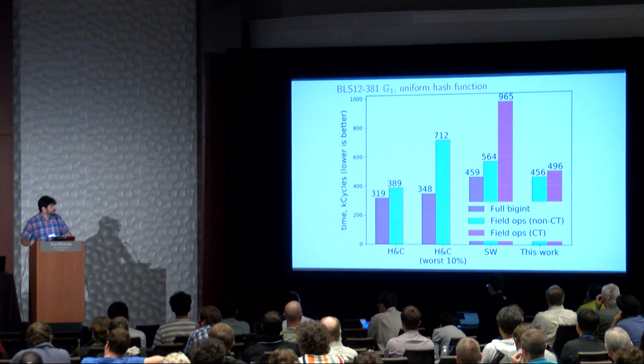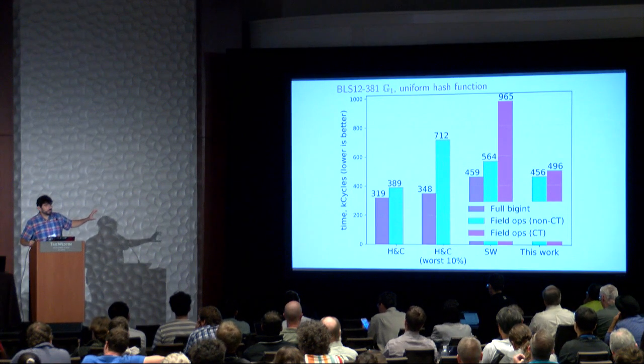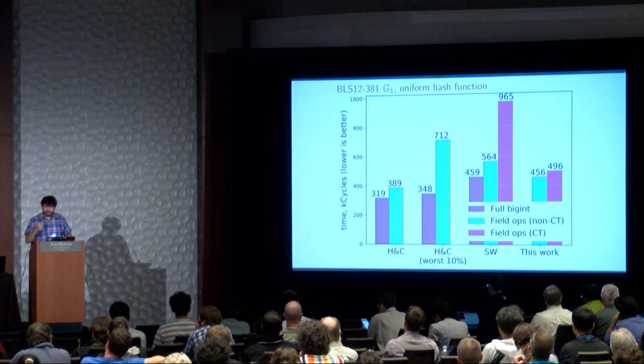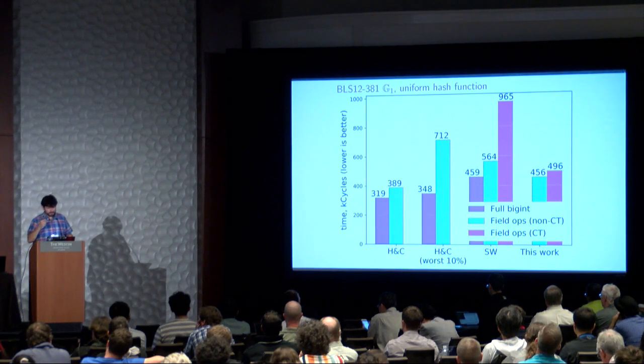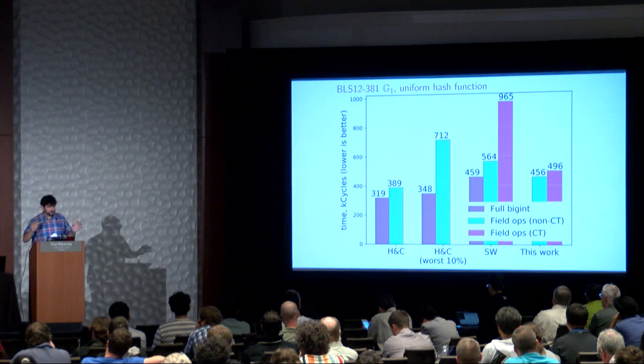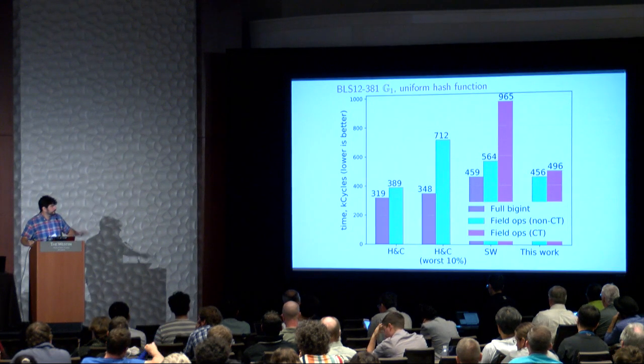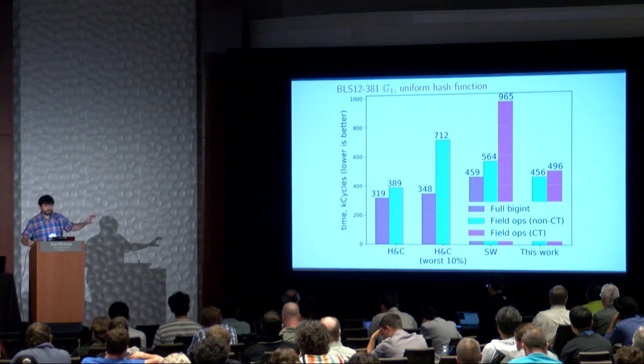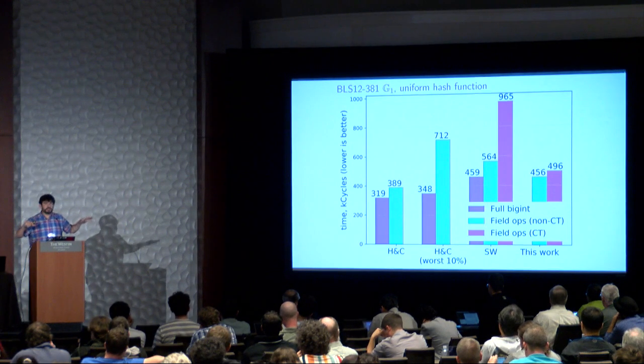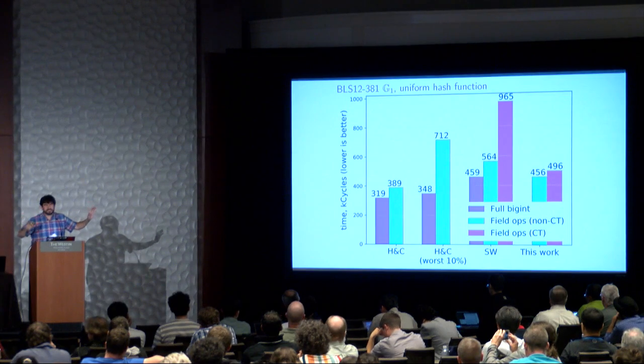And then within each group, the dark blue uses libgmp, and the important thing there is that we get a very fast Legendre symbol computation. So that means checking for squareness is cheap. The light blue is field operations but not requiring constant time, and then the magenta is fully constant time. And some of these it didn't make sense to implement, right?